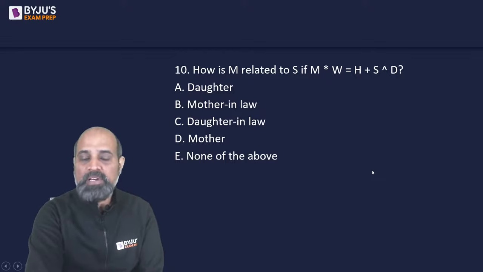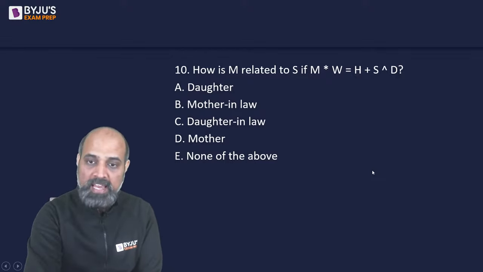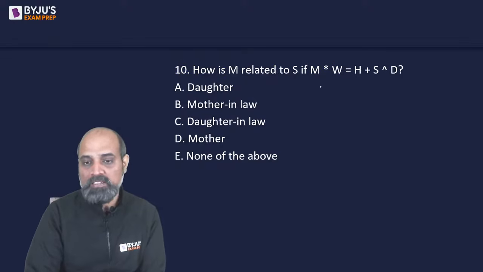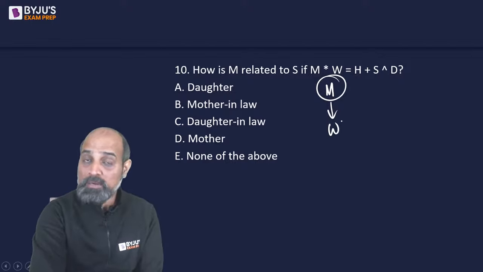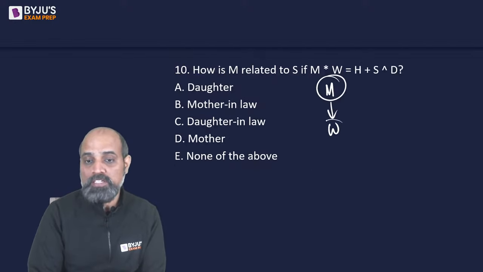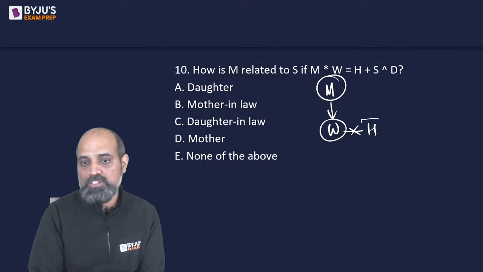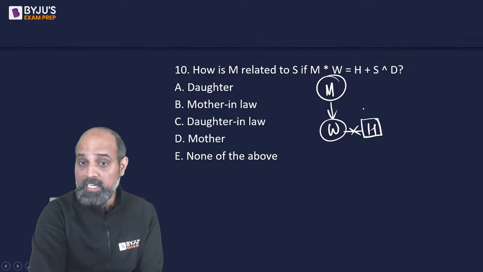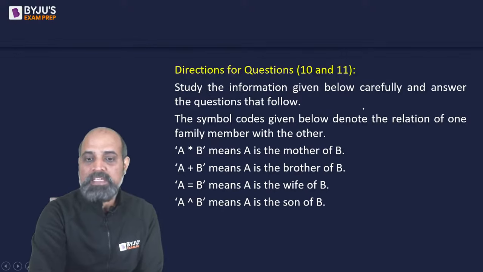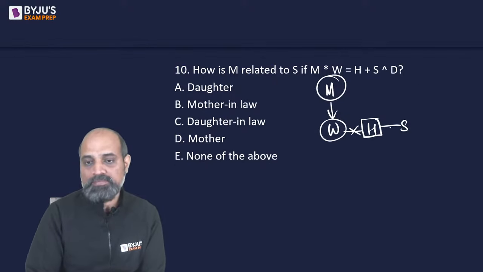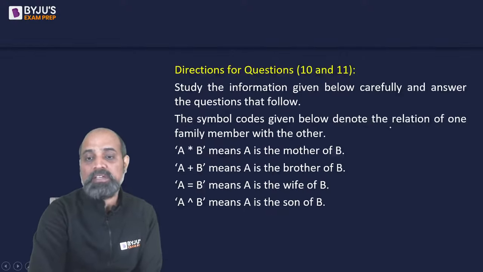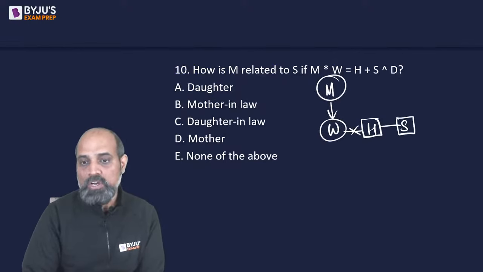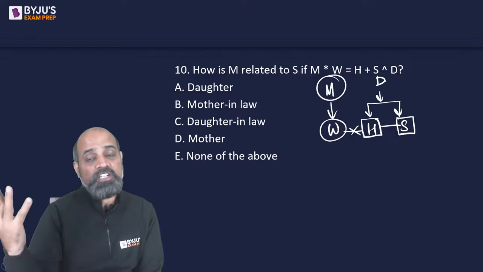So how is M related to S if M asterisk W? Asterisk would mean mother. So that means M is the mother of W, then we have W is equal to H, which means W is the wife of H. H's gender we automatically know. H plus S means H is the brother of S. We don't know the gender of S. And then we have S cap D. S cap D means S is the son of D. That means these two are kids of D. We don't know the gender of D.